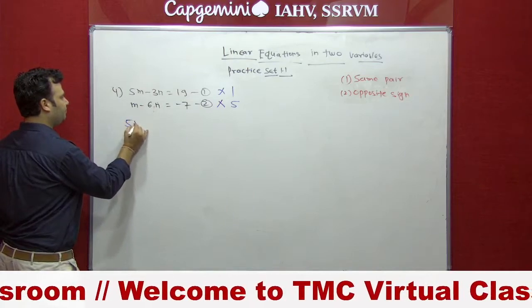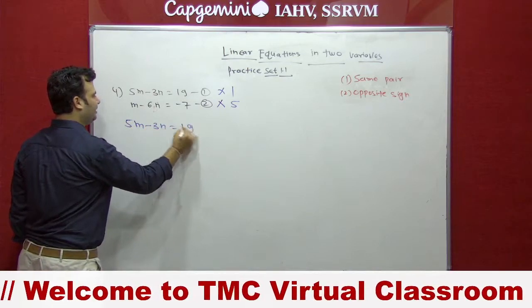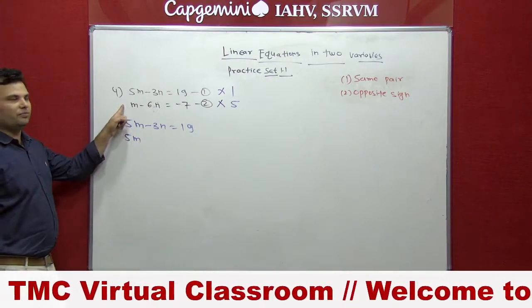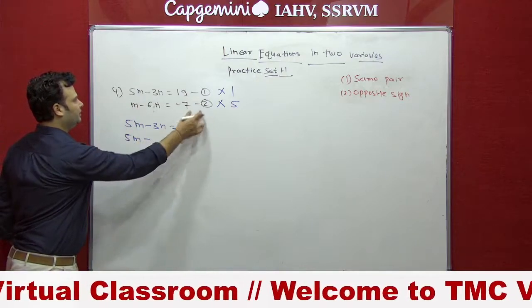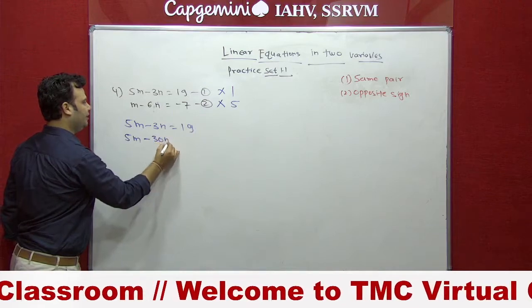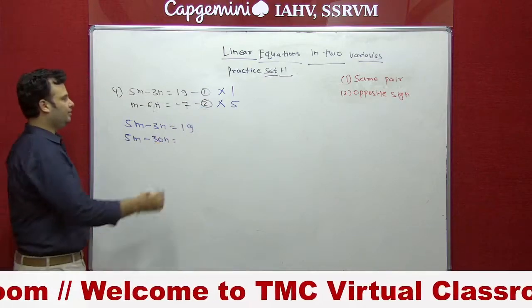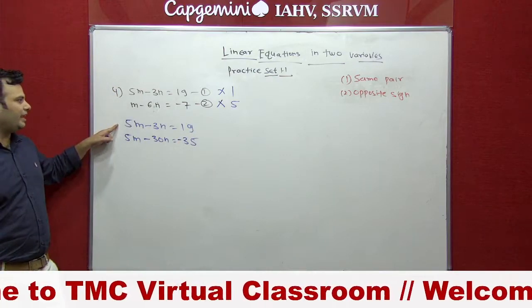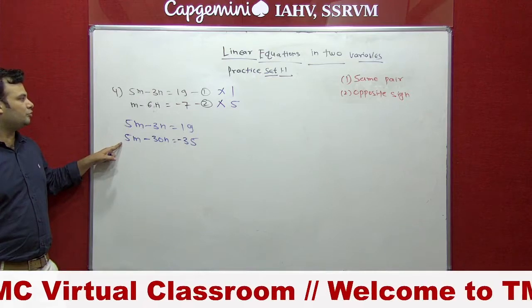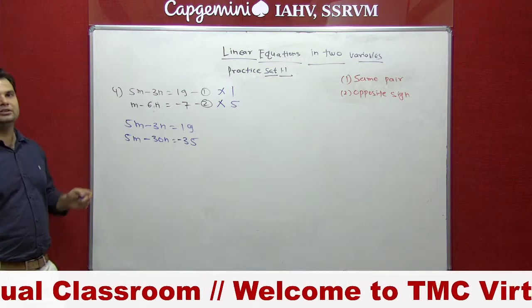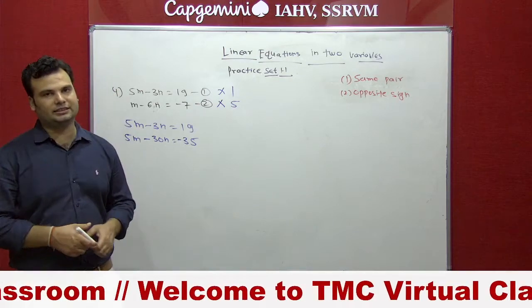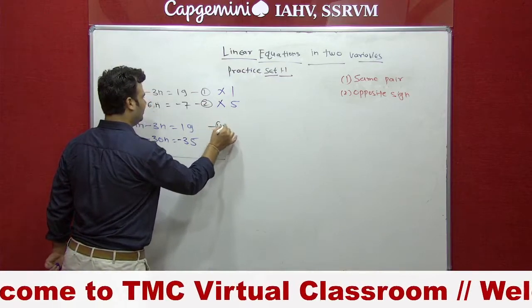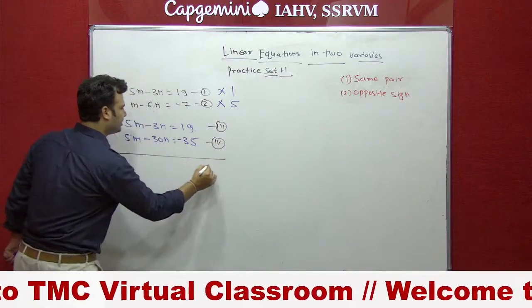So 5m minus 3n equal to 19. Similarly, in the second equation, we multiply by 5: 5m minus 30n equal to minus 35. Now we have the same pair, 5m and 5m. But what about the opposite sign? Both are plus. So to convert into opposite sign, we have to subtract these two equations.